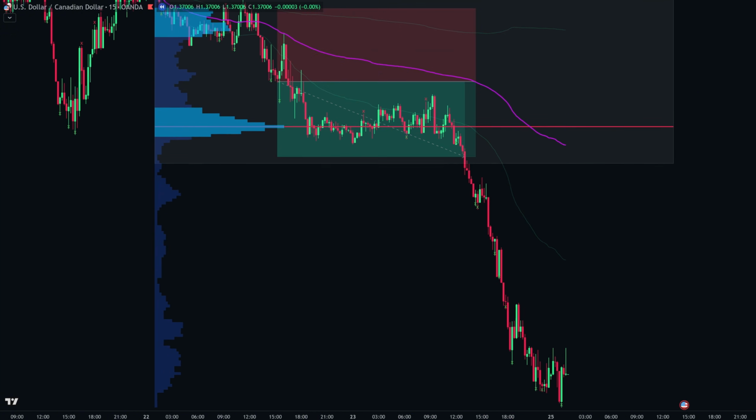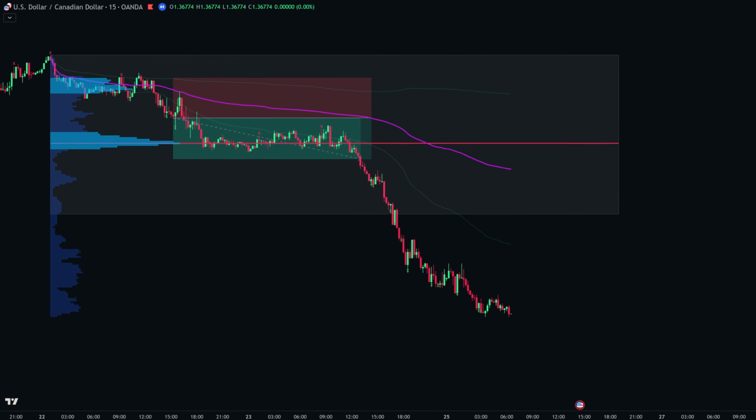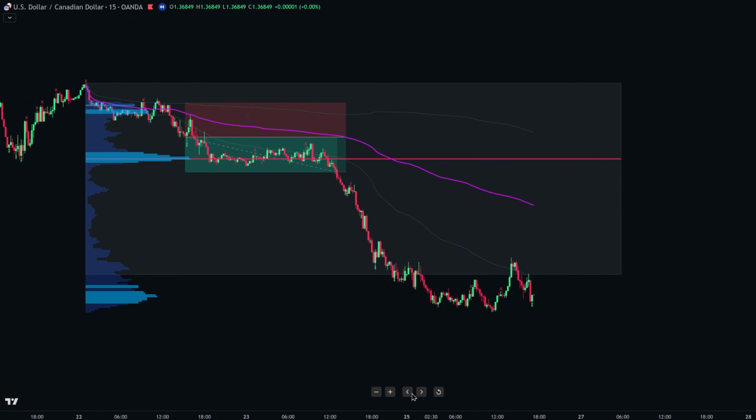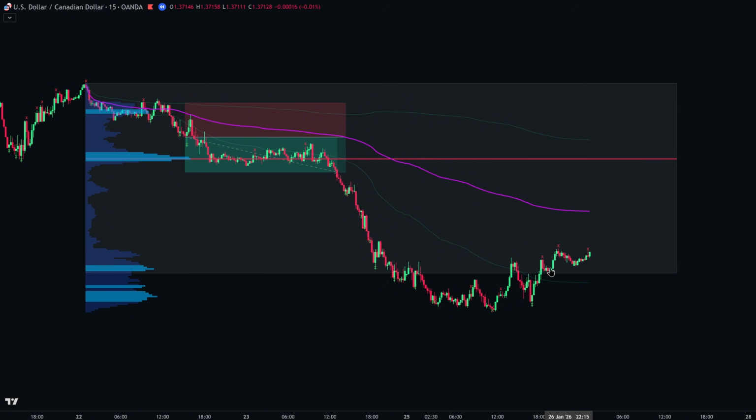Again, price returns back into the volatility band. That means balance has returned. There is no edge yet. We want price to trade deeper inside the volatility band and inside the gray box.